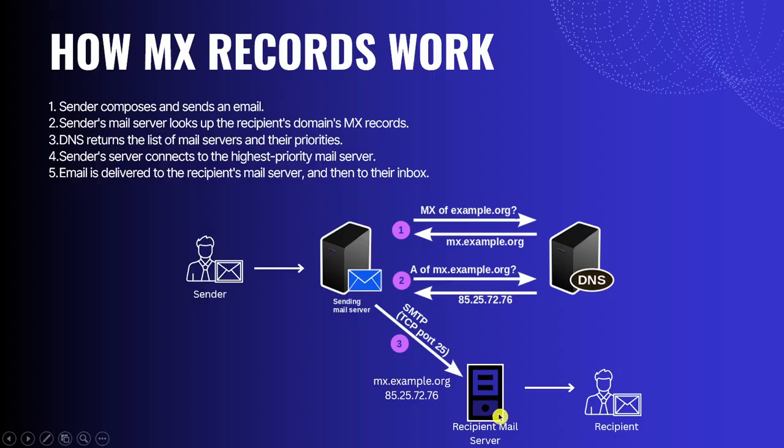This is the recipient mail server. You can see the public-facing IP address, and this is the MX record. Once the recipient mail server receives the message, it forwards it to the recipient. And this is how the MX record actually works.